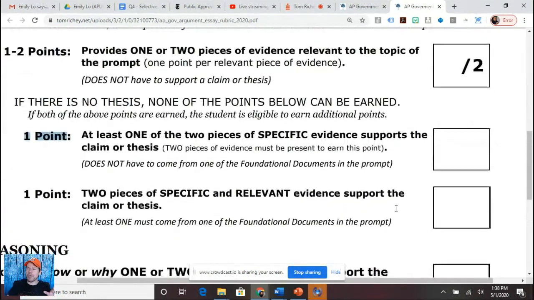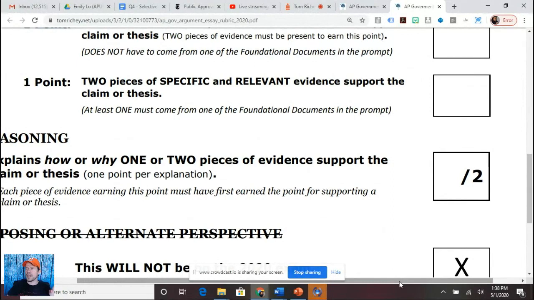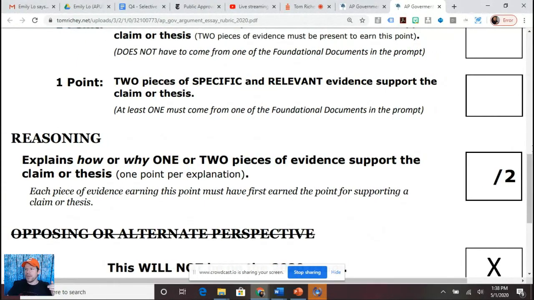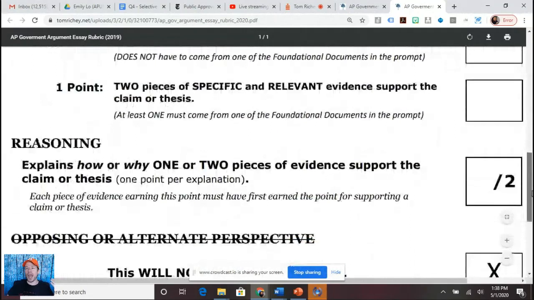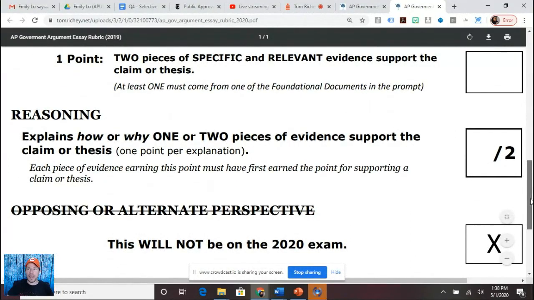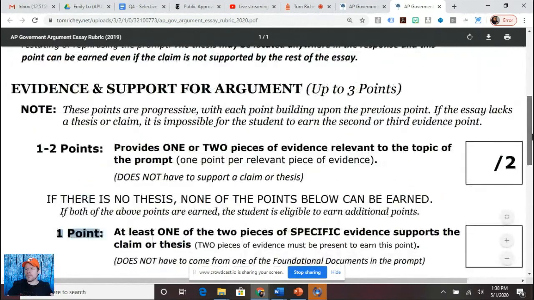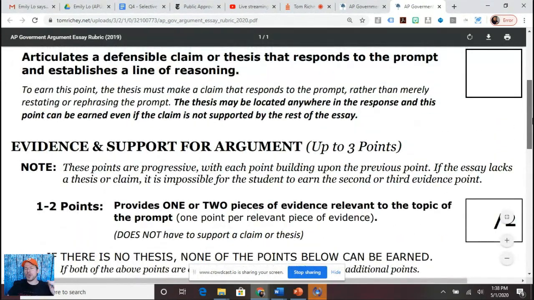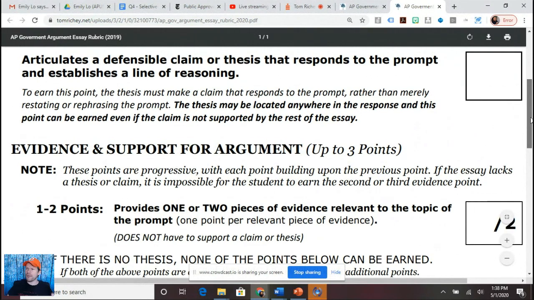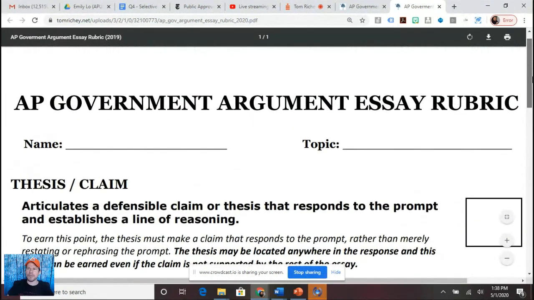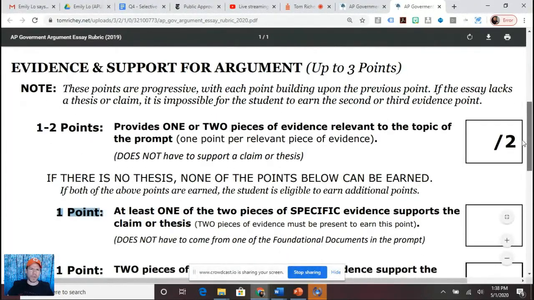In order to get this point, it has to be one of the 3 foundational documents that you're going to use here. And then finally, the last 2 points: not just that the reader sees that there's a connection between your evidence and the thesis, but that you are actually explaining the connection. So basically, 2 pieces of evidence, one of them coming from the documents. Because they use what they call positive scoring, they don't count off for anything that's wrong. They only give you credit for things that are right. If you want to use a 3rd piece of evidence, I don't have a problem with that, as long as you can do it in the time limit.